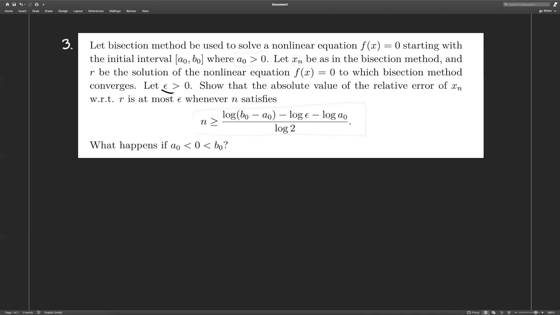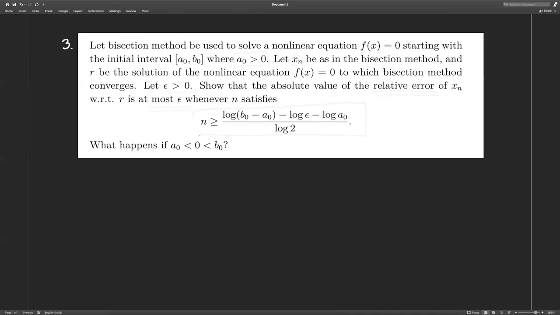Now, given epsilon greater than 0, we would like to stop our iteration if the relative error becomes less than or equal to epsilon, right? So that is what we want. Now the question is, how many iterations are needed for us to perform in order to get the approximation xn such that |r - xn| / |r| is less than or equal to epsilon. That is what we wanted to find: the number of iterations n.